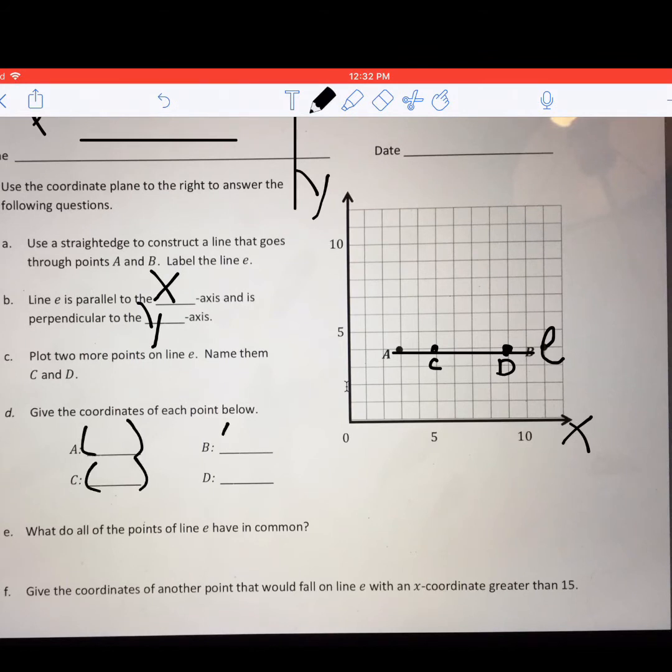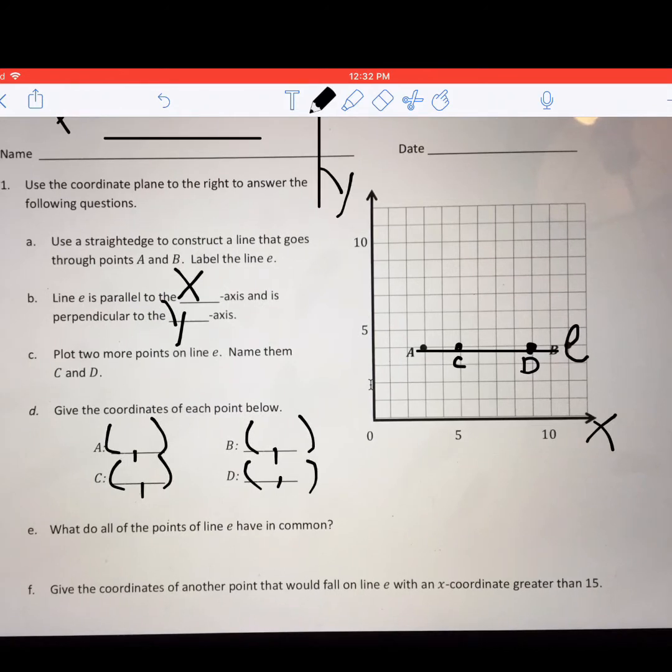Now, when I'm making my coordinate pairs, I always do those parentheses on the outside first, just because it helps me with the placement. Then I'm going to count to see where it lies with my x-axis and my y-axis, remembering that my x-axis comes first and that my y-axis is in that second position. So I'm going to count for A. The 0 is that straight line right there.